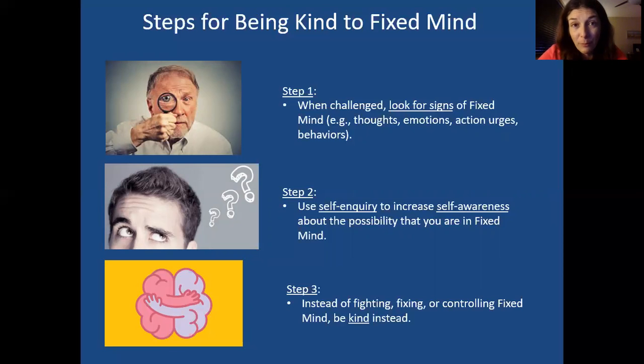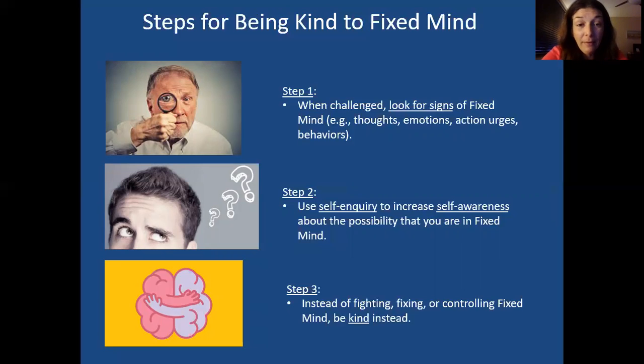So step two, building on that, use a little self-inquiry, right? Ask yourself some key questions about some of the qualities of fixed mind that we just went over to see if that's what's going on here, right? So try to figure out, am I overreacting? Am I being very rigid right now? What's going on, right? So kind of like go through some of that.